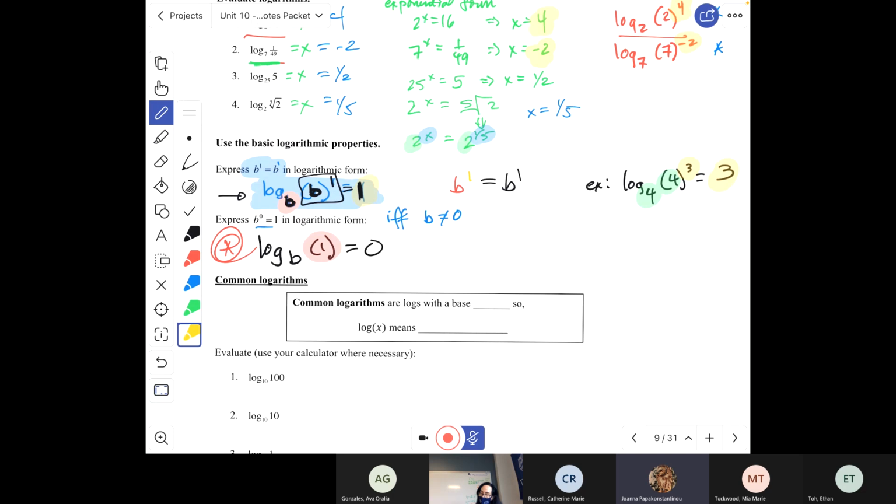It does not matter what the base is. Why? Because that is telling me for every input to a logarithmic function of 1, the output is always 0. Just like in our parent exponential functions, it always passes through 0, 1. For every parent logarithmic function, it always passes through 1, 0.